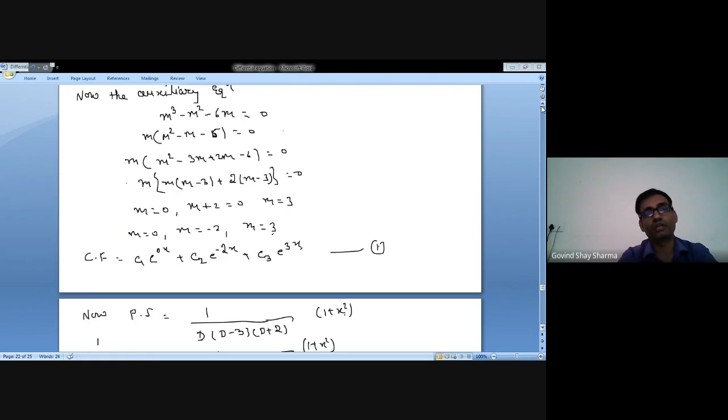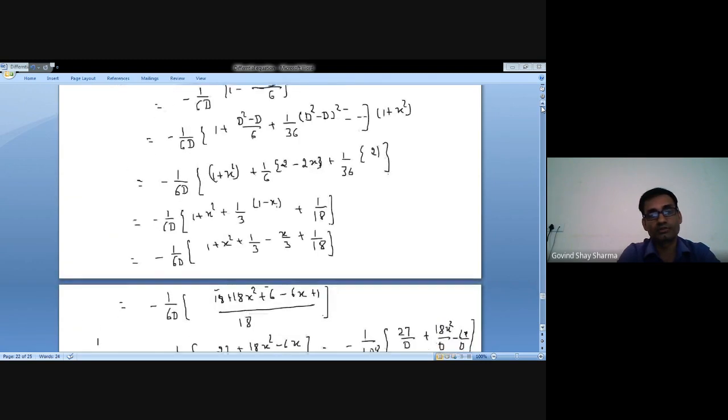Now we write the CF because 3 roots are available, and all 3 are real and distinct. For distinct roots, I know the CF is C1 e to power m1x plus C2 e to power m2x plus C3 e to power m3x. Now the PI.